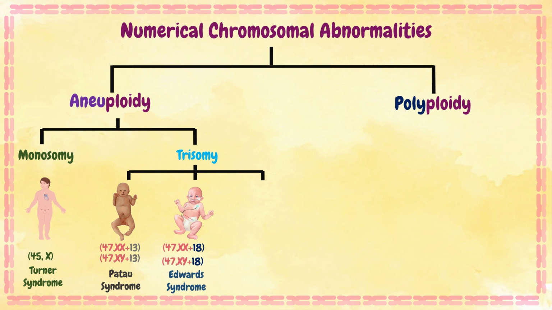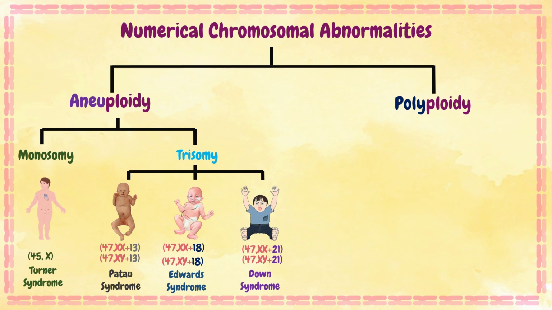And one of the common examples of a condition caused by trisomy is Down syndrome. An individual with Down syndrome has 3 copies of chromosome 21 rather than 2. For that reason, the condition is also known as trisomy 21, and patient karyotypes are denoted as 47XX plus 21 for females and 47XY plus 21 for males.